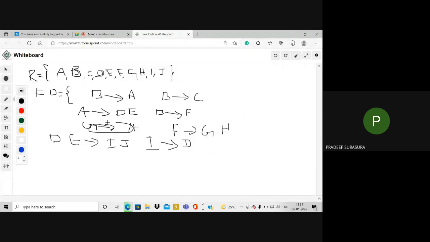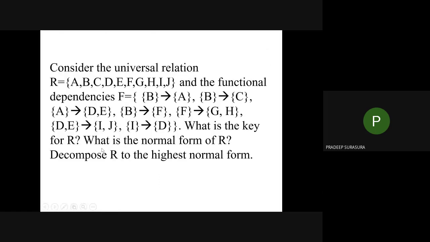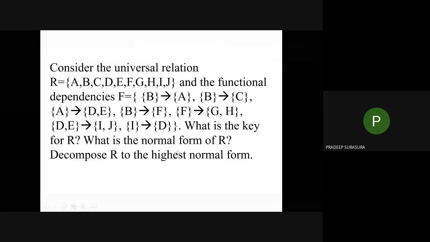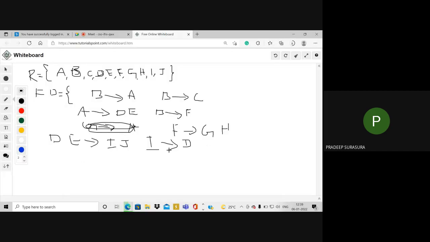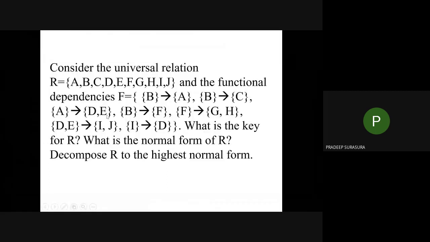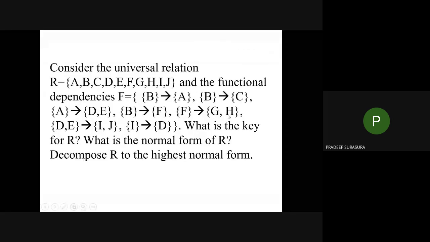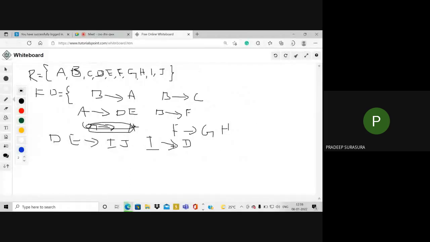This is not there, I'm sorry. B determines F, F determines GH, DE determines IJ, I determines D. So A determines... A, B determines C, A determines DE, B determines F, F determines GH, DE determines IJ, I determines D. These are the FDs given.